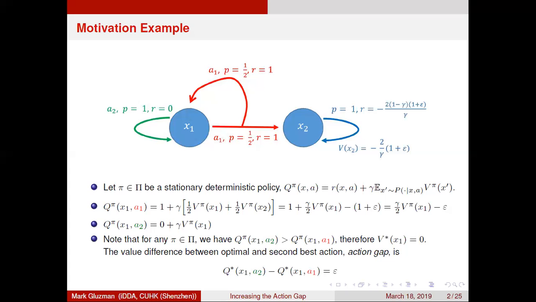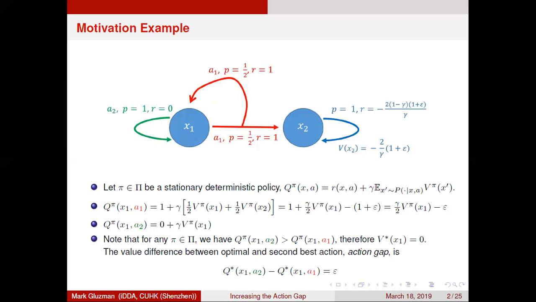For the first state, if we choose action one, then the immediate reward is one, and then with probability one half we get to the same state X1, and with probability one half we get to the state X2. We can write down some value function. We know the value function of X2. It doesn't depend on any policy because there is no action to take. So we can write down an explicit formula for V(X2) and calculate that the Q function at state-action pair X1, A1 is equal to the following expression.